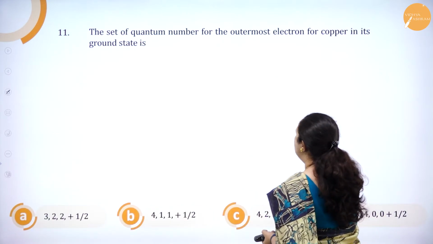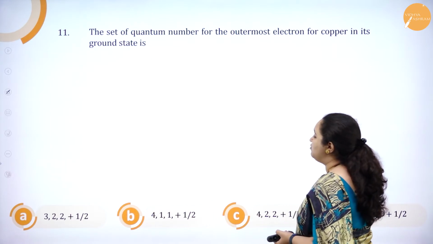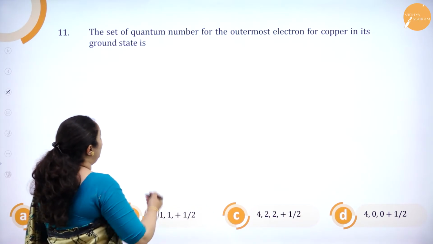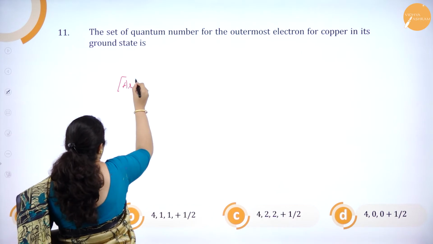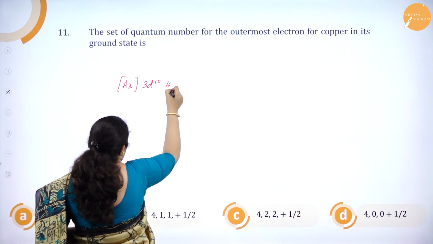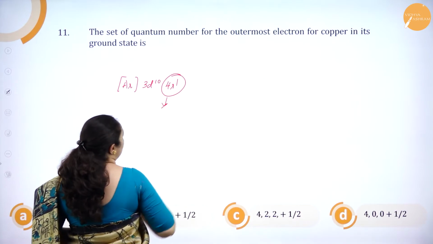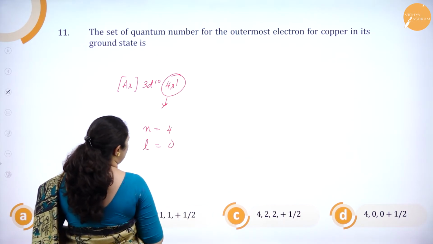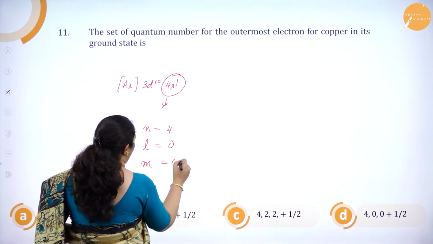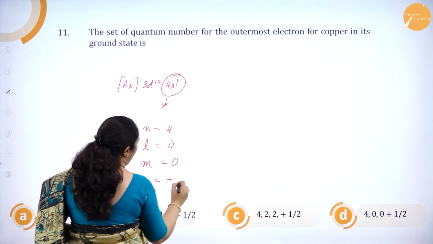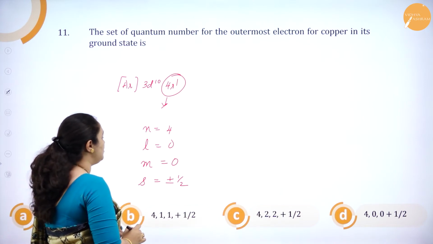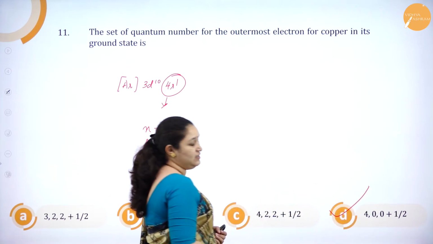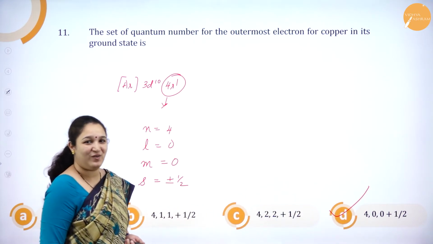The set of quantum numbers for the outermost electron in copper in its ground state is. So, we'll right away write it instead of just looking into the options. For copper, electronic configuration is argon 3d10 4s1. So, this is the outermost shell. So, n value is 4, l is 0 because it is s, and when l is 0, m also is 0. And s will be plus or minus half. So 4, 0, 0, half. That is option D is the right answer. Okay. Next question.